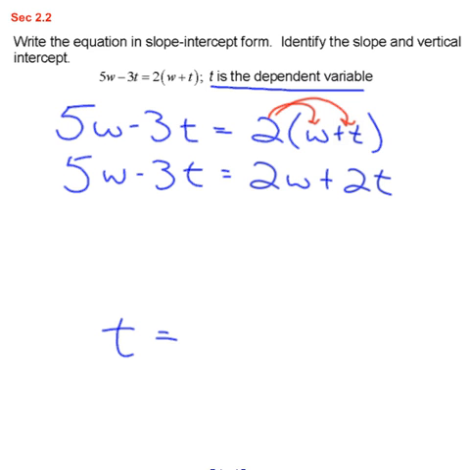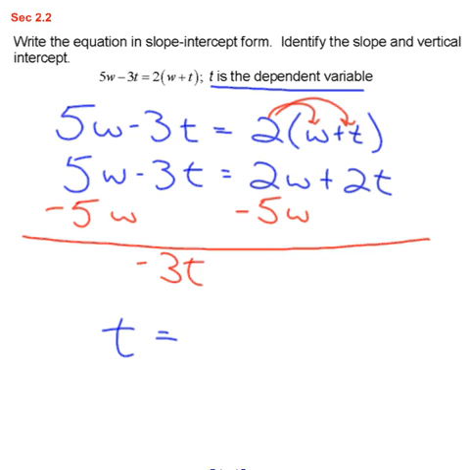I can start with either one. I can move whichever one I want first. So I'm just going to start with moving the w's off to the left. I'm going to do minus 5w on both sides. That's going to give me negative 3t equals negative 3w plus 2t.